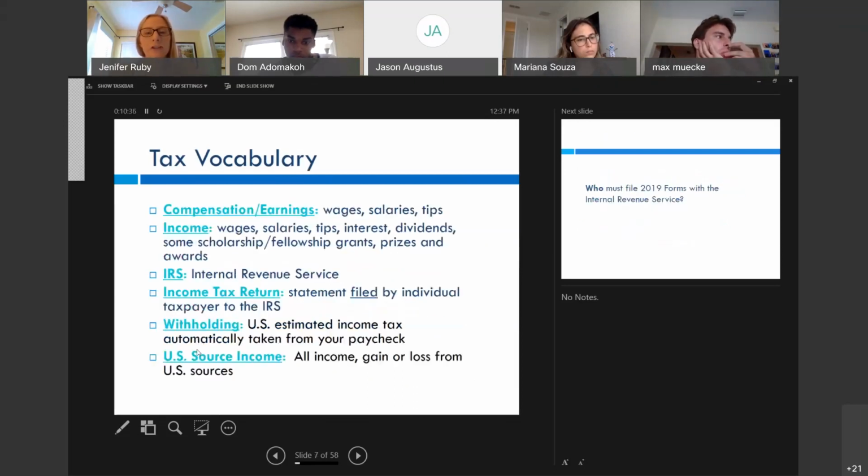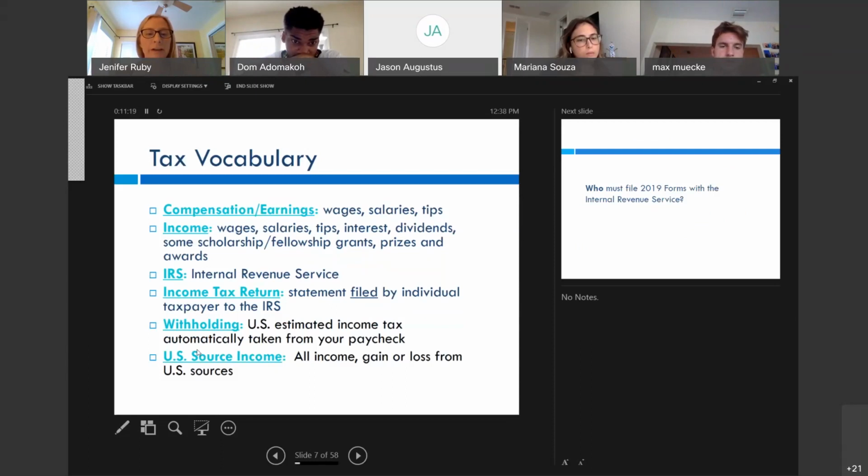Your compensation or earnings are wages or a salary or tips that you will have earned for a service provided to an employer or an organization. Income can also include wages, salaries, and tips, but it can also reference interest earned through investments, dividends, and some scholarship, fellowship grants, or prizes and awards. That's where we're going to get into a little more detail on figuring out if you have a taxable scholarship, fellowship, or grant.